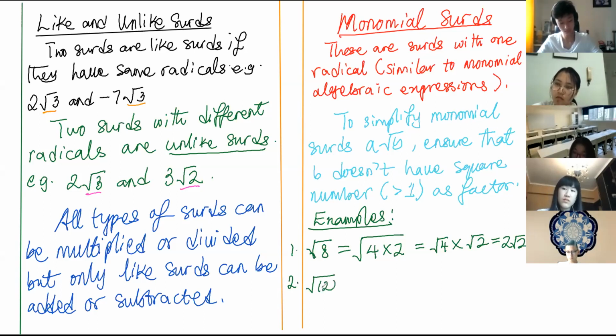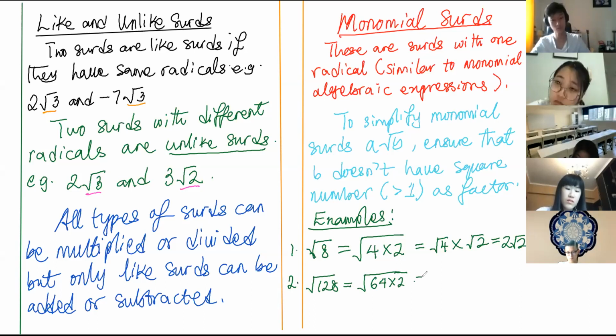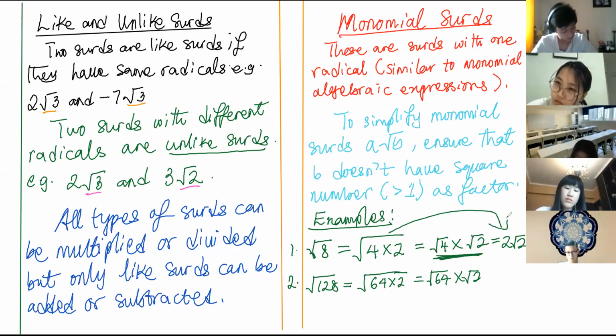Let's say square root of 128. What is the largest square number that can divide 128? 64. So this is actually root 64 times root 2. This step is not necessary to be shown. From this step, you can jump straight to this point, and that will be 8 root 2.